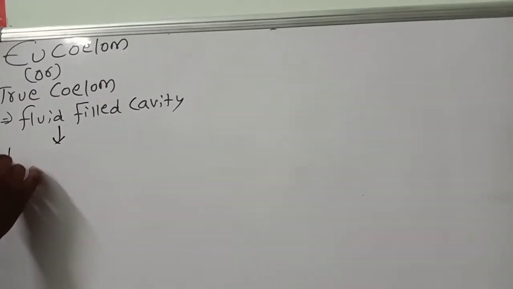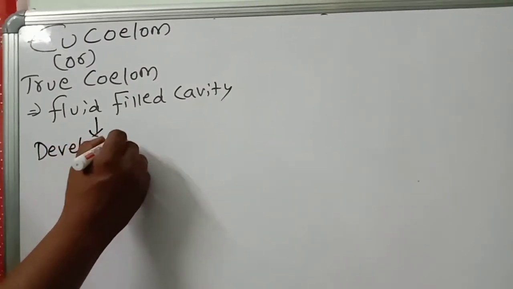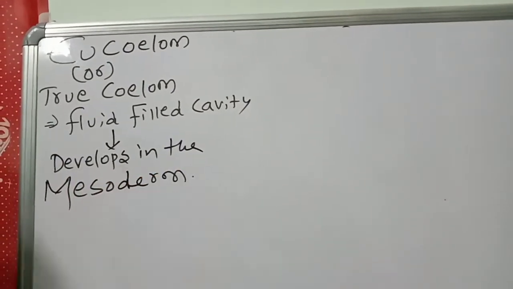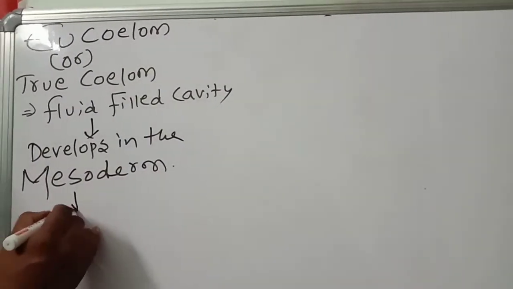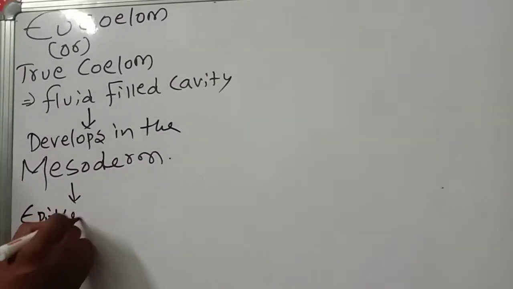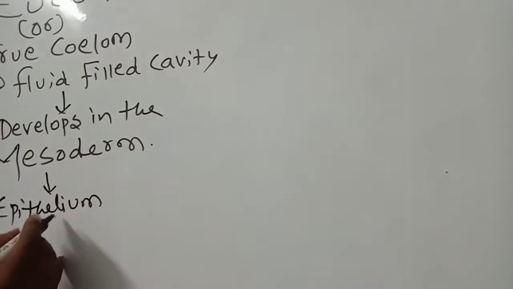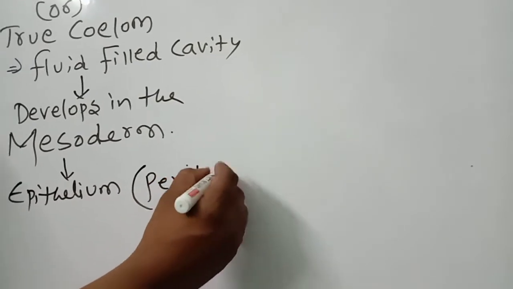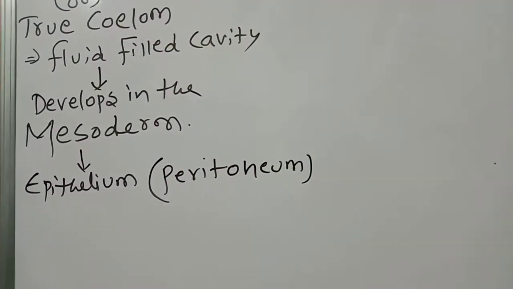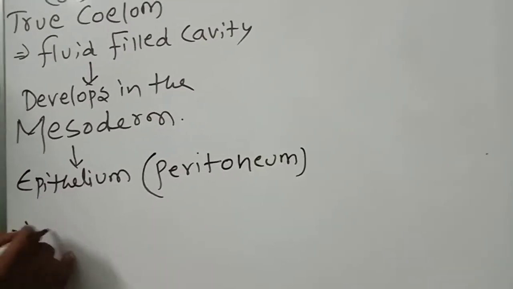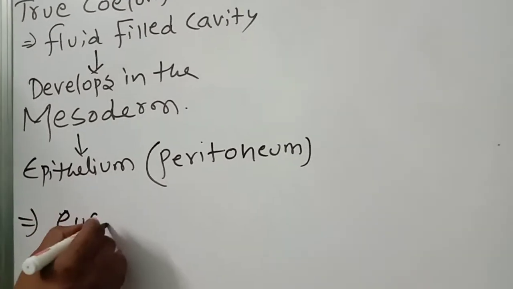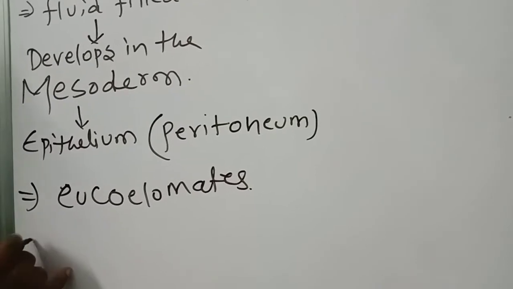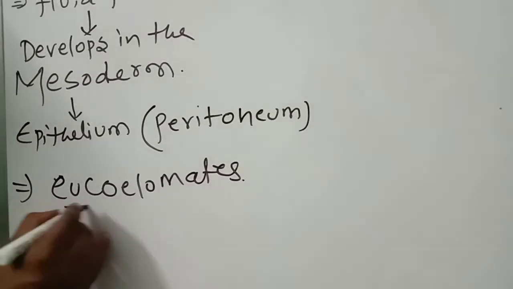It develops in the mesoderm. This mesoderm is covered by epithelium, which is also called peritoneum. So this true coelom is present, and that's why these are called eucoelomates.